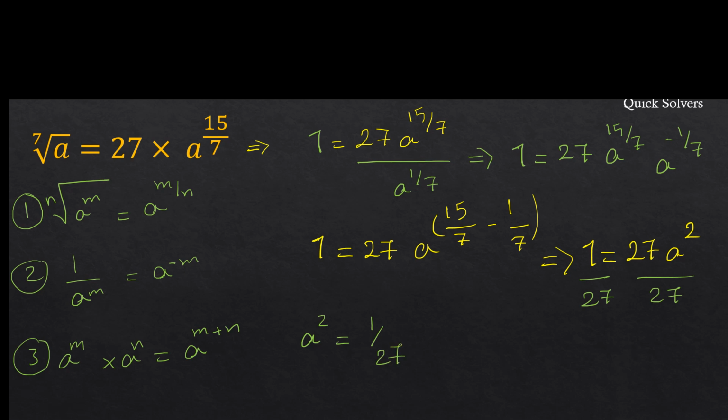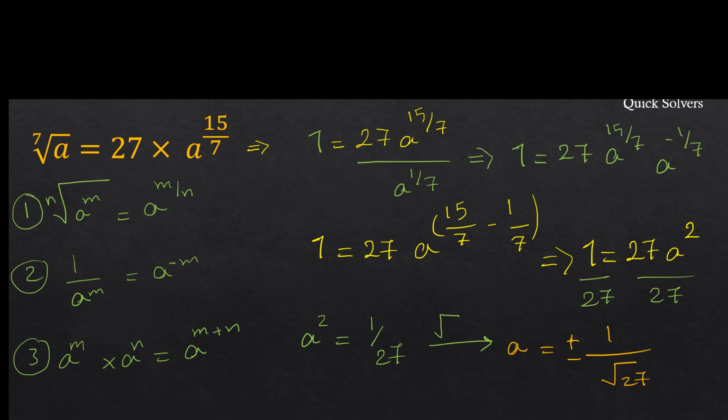And then I'll take the square root of each side. It gives us a equals plus minus 1 over square root of 27. All right, so either a is 1 over square root of 27 or it is minus 1 over square root of 27. So a squared is 1 over 27.